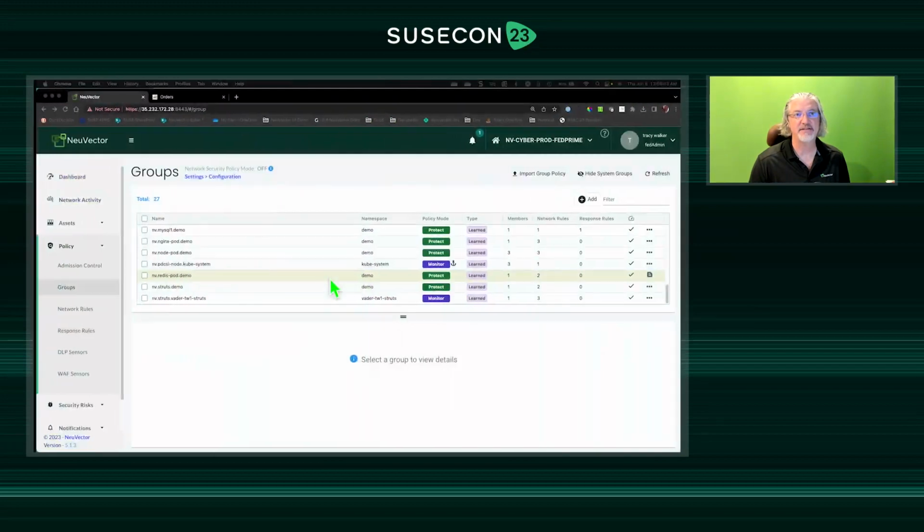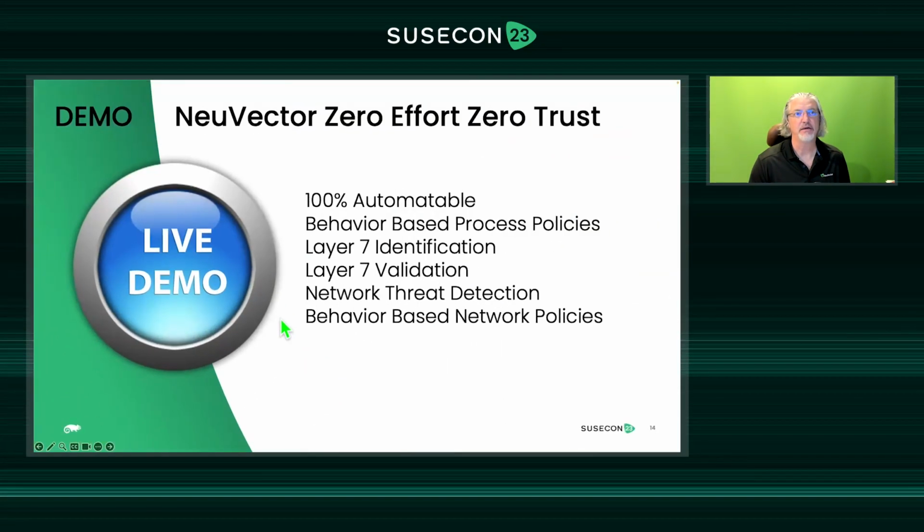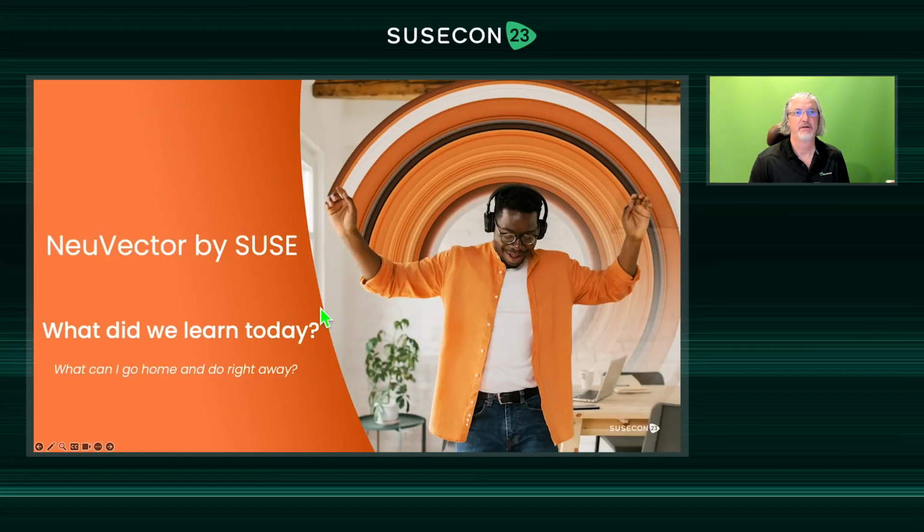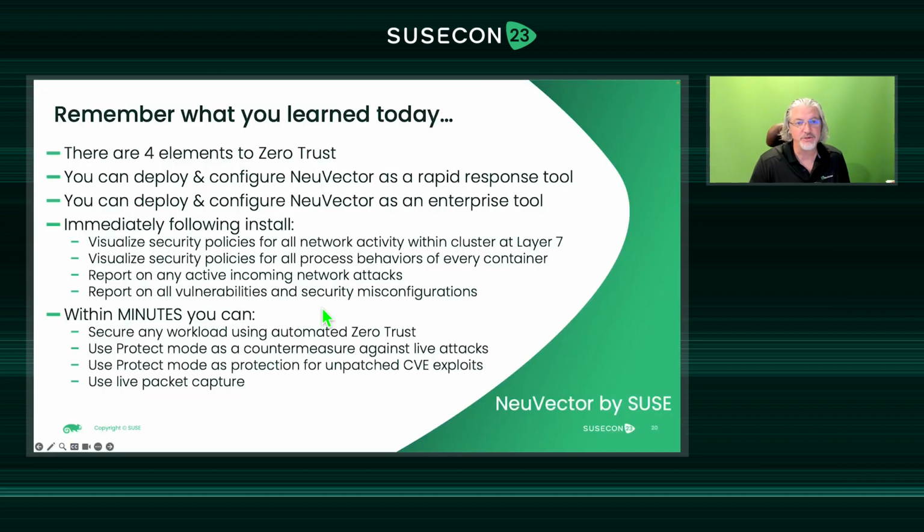So with that, what have we learned? What can you go home and do right away? Well, we learned the 4 elements of zero trust. Remember, we got a perimeter. We are authenticating and authorizing. We are deny by default. That should have been number 1, right? Deny by default and continuous monitoring, right? So all 4 of those things really need to exist for zero trust.